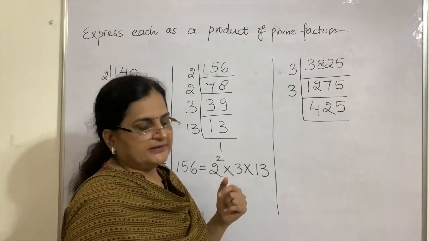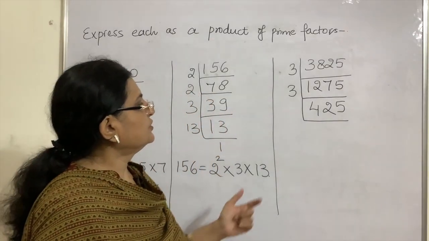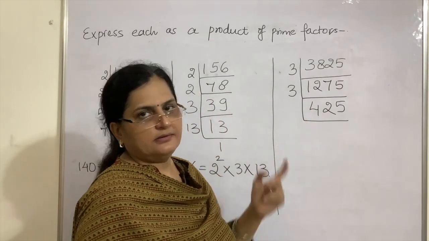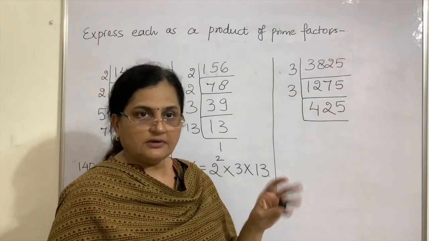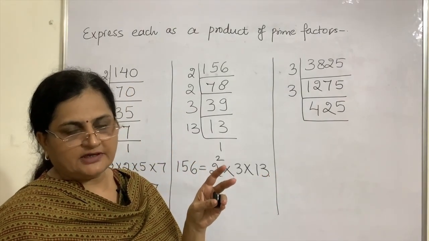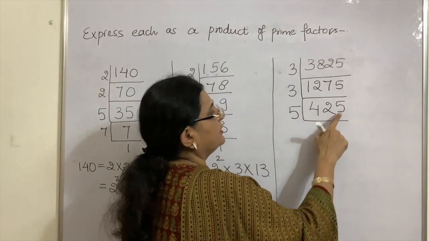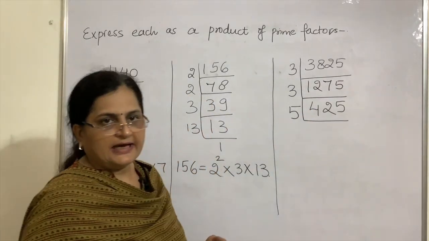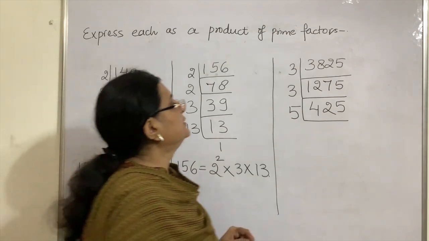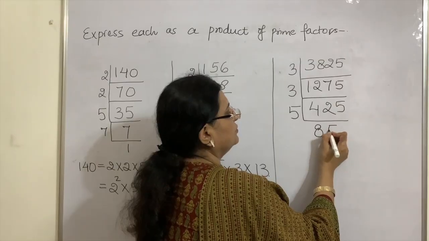Okay, so next, is this divisible by 3 again? Should I try? So 5 plus 4, 9, 10, 11. 11 is not divisible by 3. So next, what number will we have in our mind? 5. Why? Because the unit place has 5. So 5 eights are 40. You are left with 2.